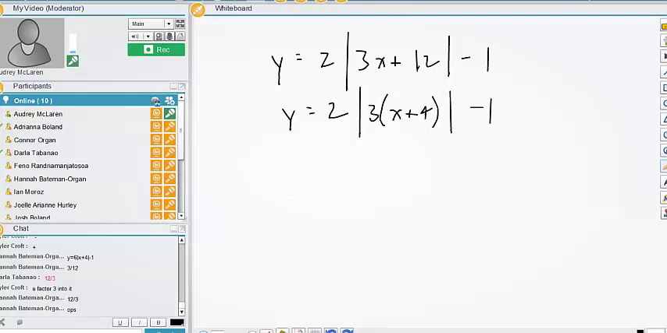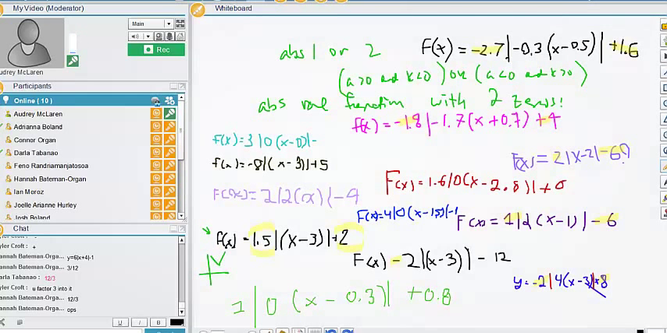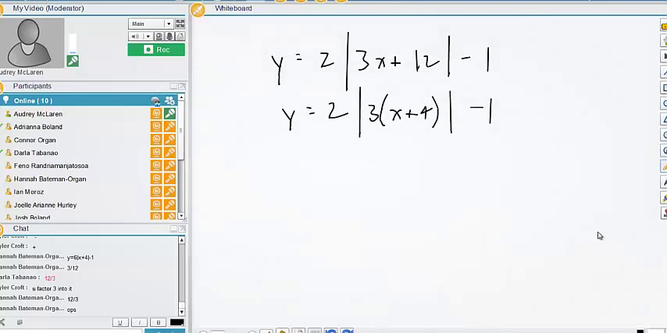In the previous example, you didn't have to. Oops, I already erased the previous example. In the previous example, you didn't have to. It was already factored. So yeah, the 3 would now come out, make that 2 into a 6, and now we have that. Okay, excellent.